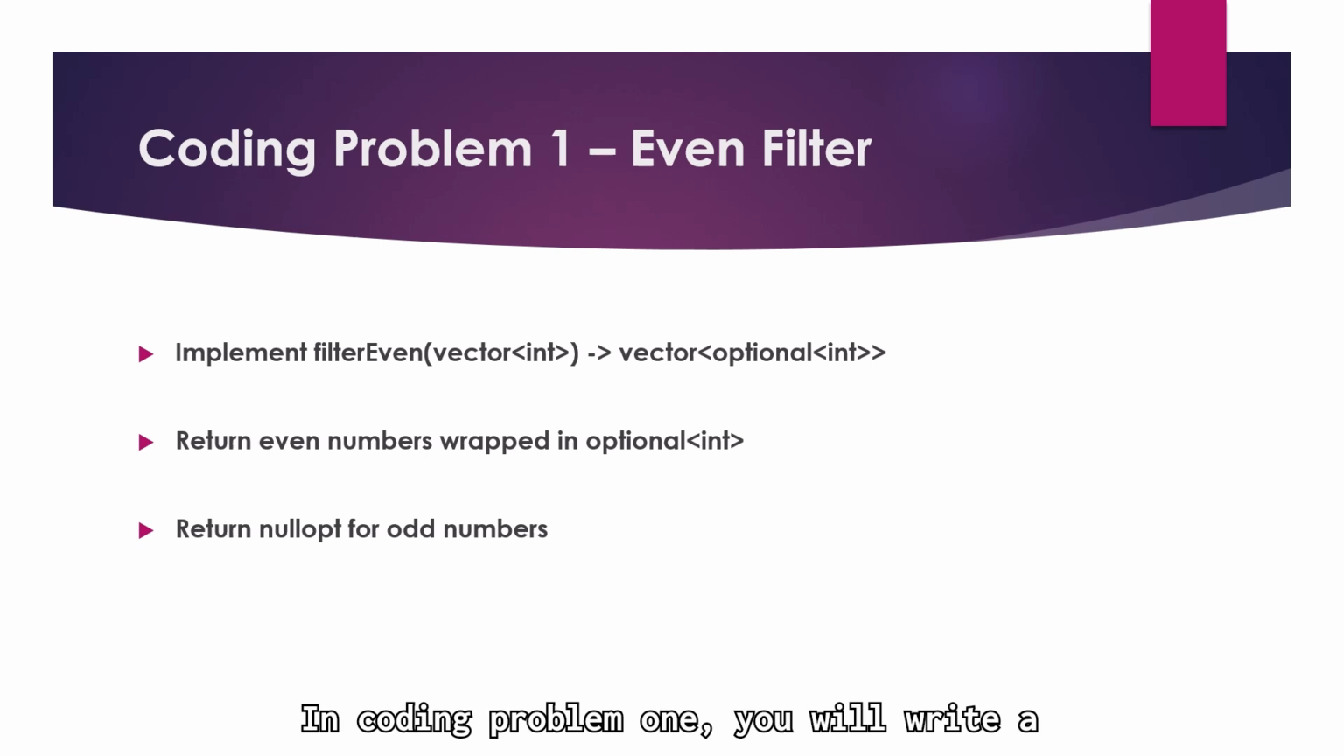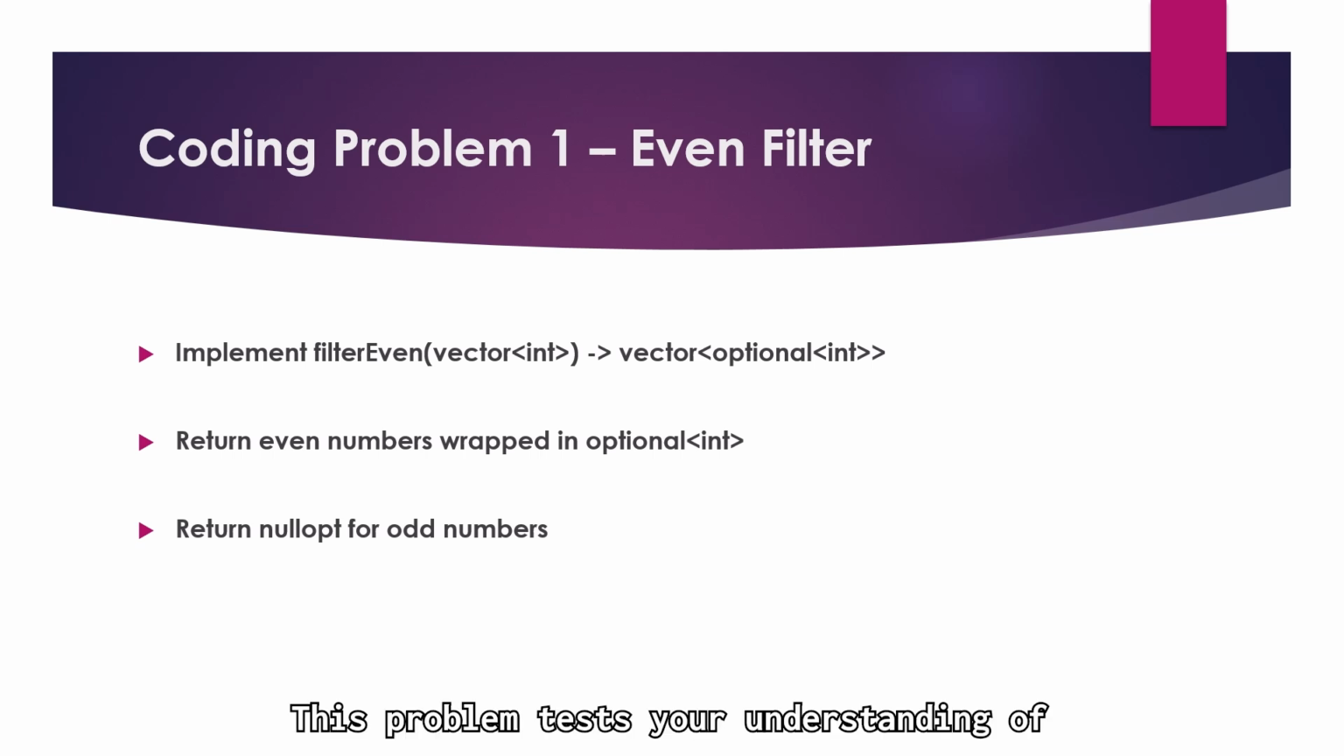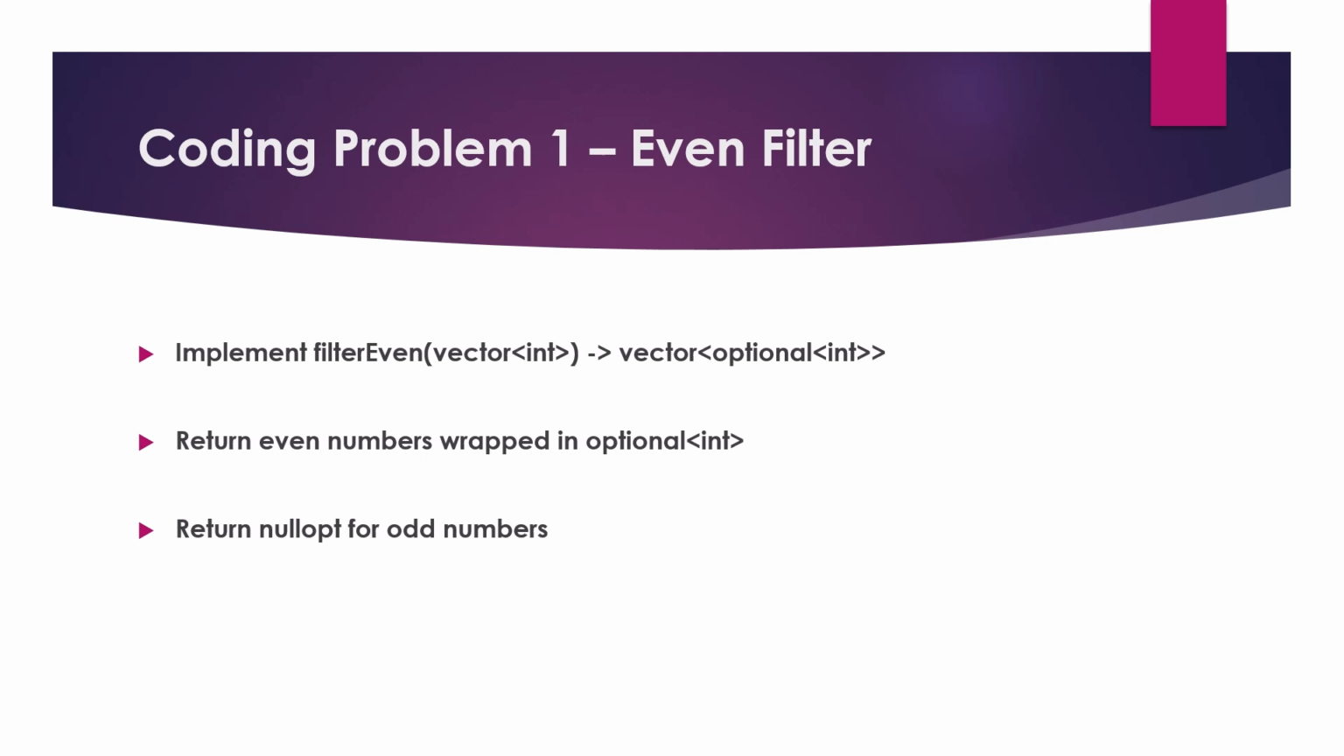In coding problem 1, you will write a function called filter_even that processes a vector of integers. The function should return a vector of optional<int> where even numbers are wrapped in optional<int> and odd numbers are represented as nullopt. This problem tests your understanding of optional and conditional handling. It's a great opportunity to solidify how optional values work and how you can conditionally wrap or skip certain values based on their content.